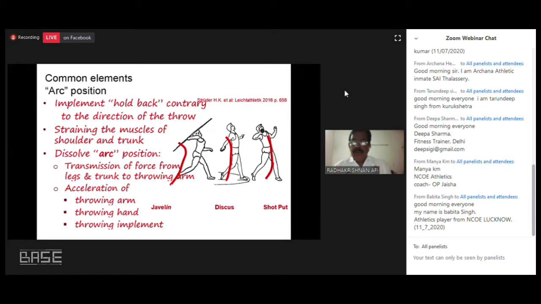Not only in throwing, even when you do lifting, barbell lifting, or when you throw a medicine ball, everywhere we have to insist and focus on using bigger muscle first and then smaller muscles. Then the other thing, acceleration. In all the throws, the common elements are the acceleration of the throwing arm, throwing hand, and throwing implement, to create the maximum velocity during delivery.